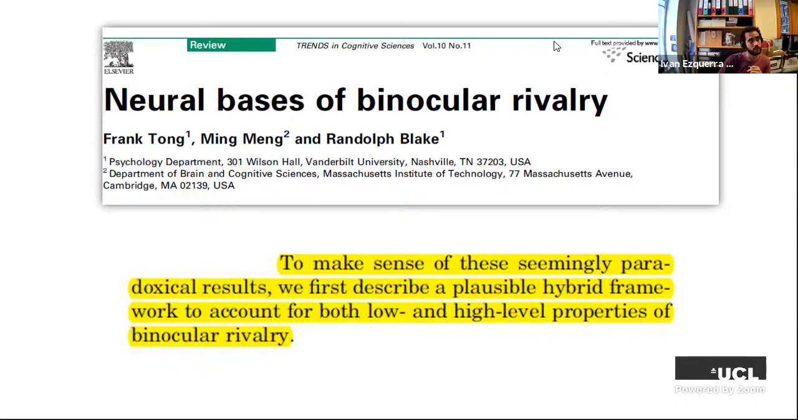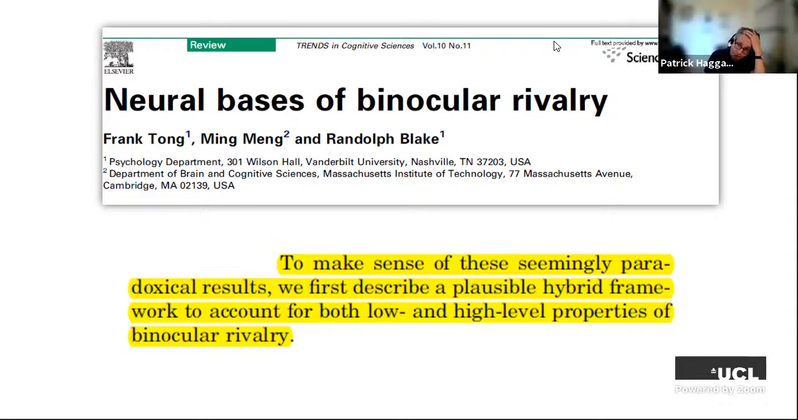If you're interested in pharmacological studies, there is also a study showing the effects of psilocybin on binocular rivalry. Yeah, I'd be interested in reading that paper. I can put a link in the chat. Yeah, thank you. My pleasure.